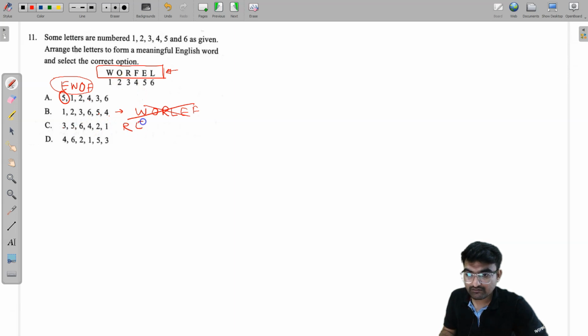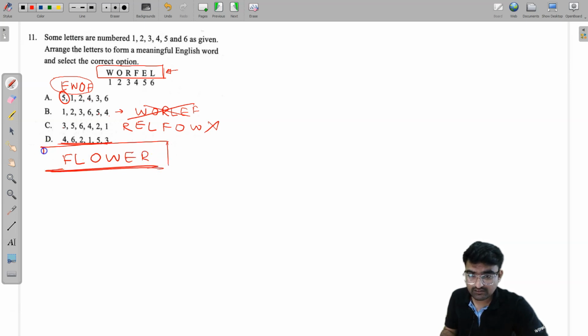3, 5, 6, 4 and then 2 and 1. Okay, this is also not a meaningful word. So let's check the last option, that is F, L, O, W, E, R. Flower. Yes, this is a meaningful word. So option number D. Correct?